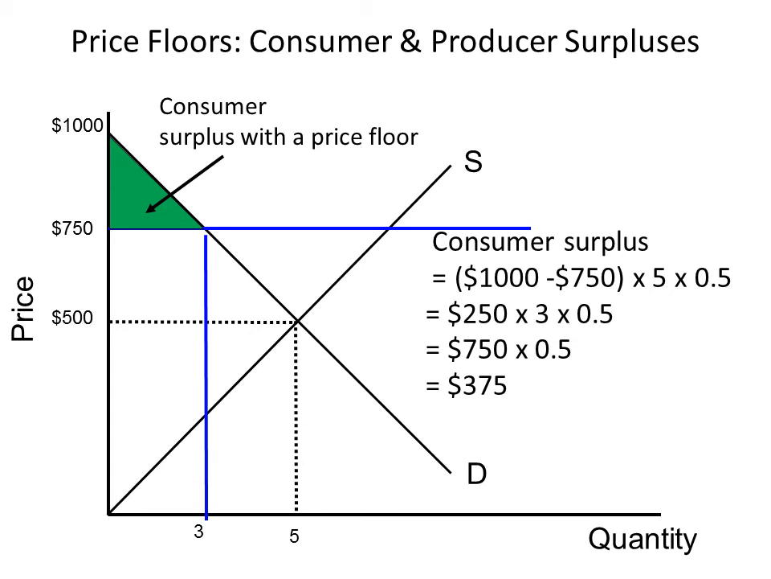The value of the consumer surplus is the difference between the price floor, $750, and the maximum price an individual will pay, $1,000, or 250, times the quantity of TVs that individuals want at $750, or 3 TVs, times 1/2. So the consumer surplus is $375.